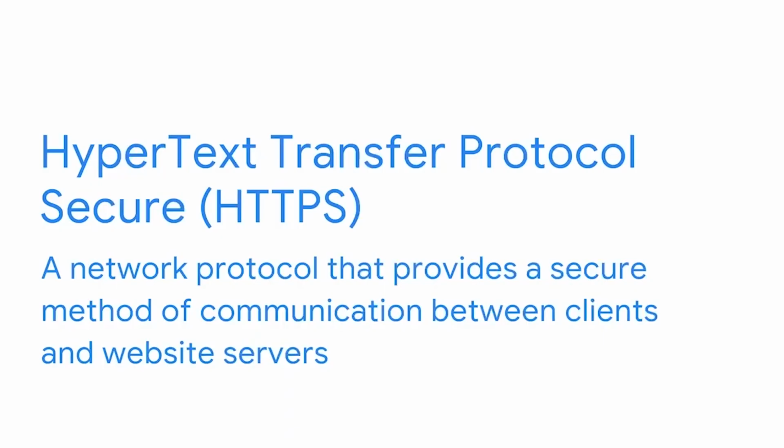Now that communication's been established and the destination device is known, it's time to access the Yummy Recipes for Me website. The Hypertext Transfer Protocol Secure, or HTTPS, is a network protocol that provides a secure method of communication between client and website servers. It allows your web browser to securely send a request for a web page to the Yummy Recipes for Me server and receive a web page as a response.